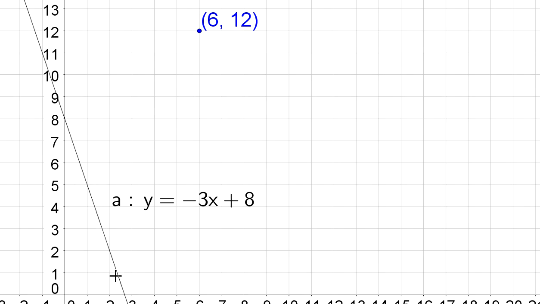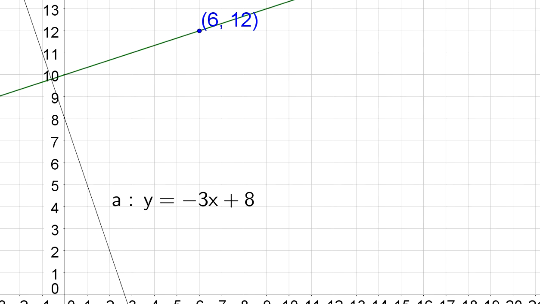Our solution was 1/3 x plus 10, and if I was to enter that value, you can see I get exactly this line right here. This is the line y equals 1/3 x plus 10. Got a y-intercept at 10. I'm going up 1 over 3, up 1 over 3.